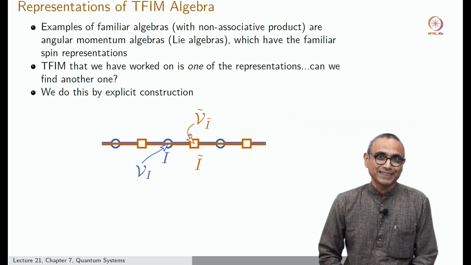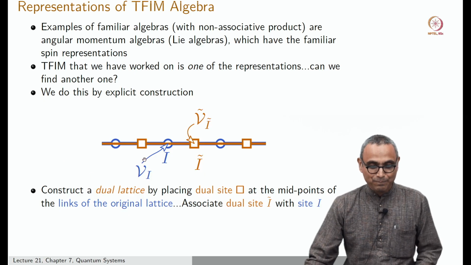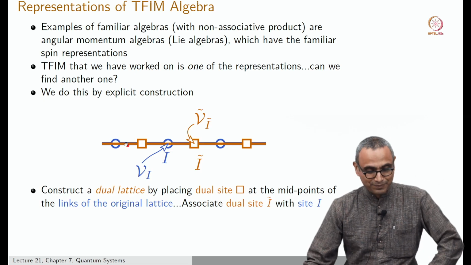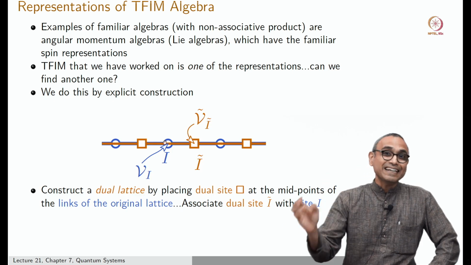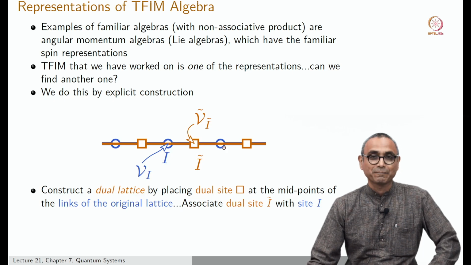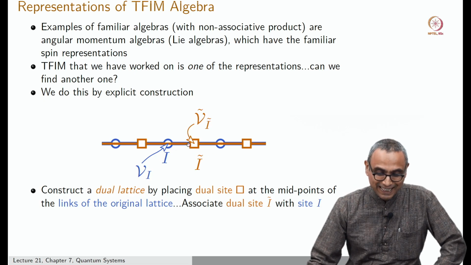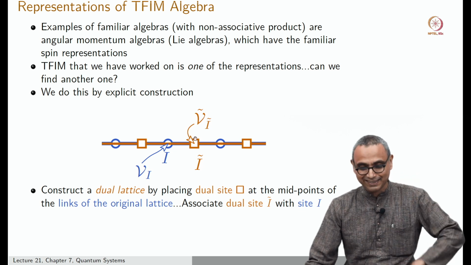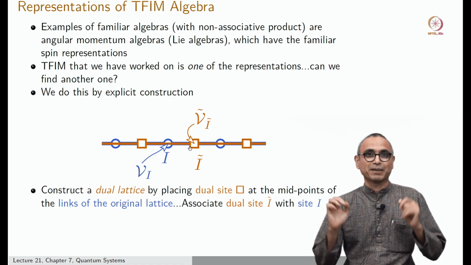So first what I do is I construct a dual lattice. So what is this dual lattice? You see, these blue sides are the sides of my original lattice, and this blue line in the background here is the link joining the site I and I plus 1. Let's say this is I and this is I plus 1. What I'm going to do is place a site, which I'm indicating by a square, which is the site of the dual lattice, right at the center of the link joining I and I plus 1.